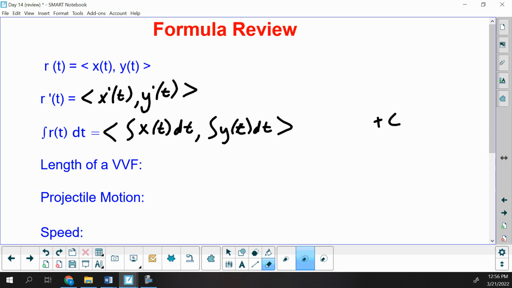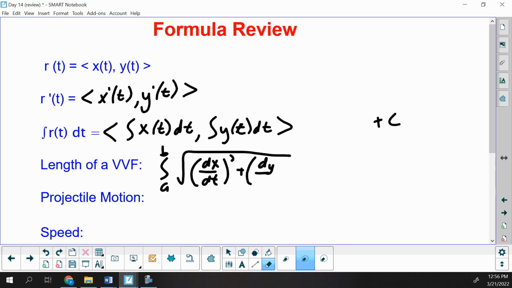Length of a vector valued function is pretty much the same as our parametric one. We've got from A to B, square root, you've got your dx dt all squared plus dy dt all squared, with a dt at the end.